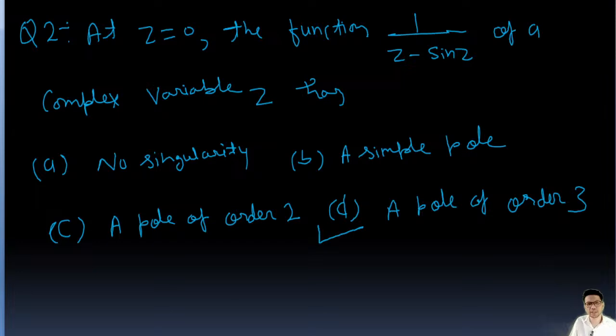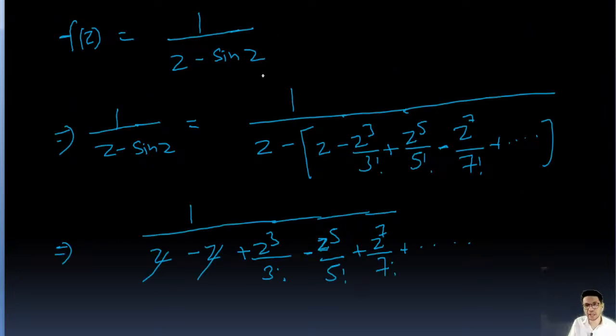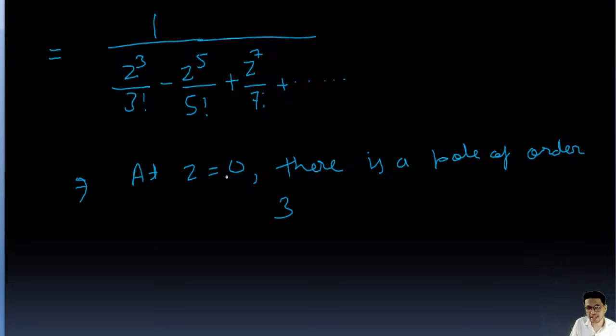So very good question, right? And very simple question. What we have done is we have just expanded sin z, got the value, and at z equal to 0, we have seen it is a pole of order 3. Next question. Question number third.